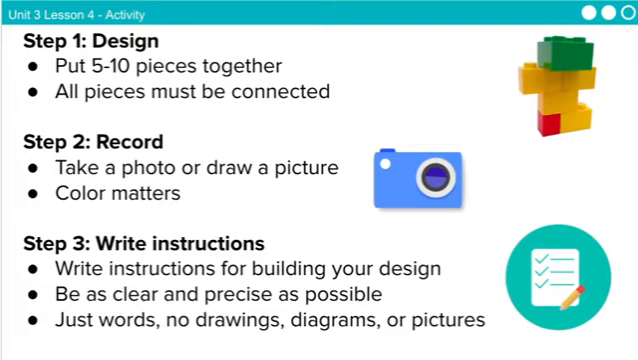Step 3 is to write instructions for building your design. Be as clear and precise as possible. Just words, no drawings, diagrams, or pictures. So in your journal, you're going to put step 1 and step 2 kind of together, and then below that image, you're going to put the instructions with step 3.